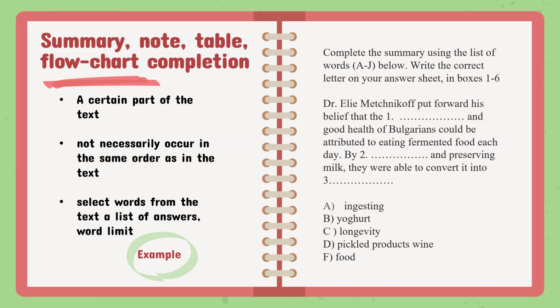Then we have the second one, by, there's a blank, and preserving milk. So we have and we have by. After by, we have an ing form, and after and, we have a word that plays the same role as the word before and. So probably the answer here will be ingesting. So that's how we actually answer the questions here.